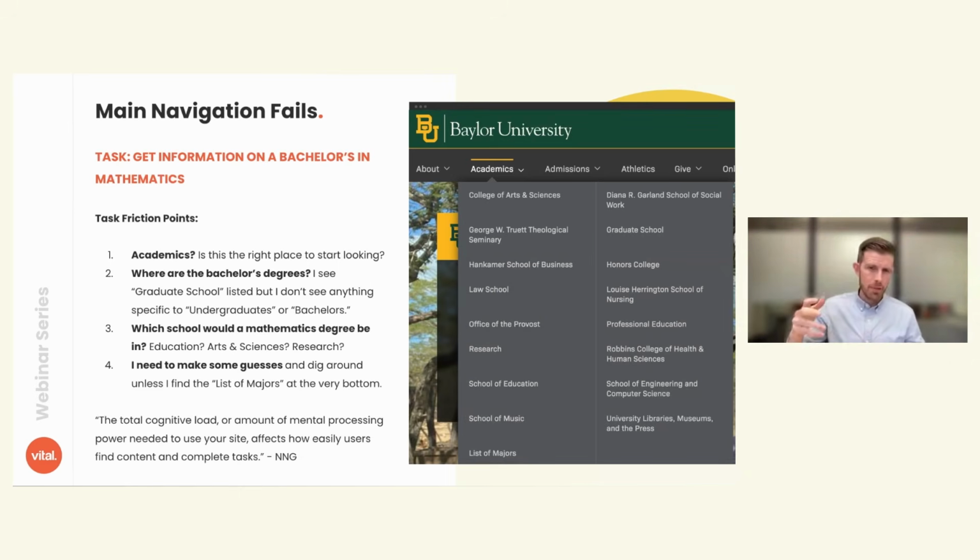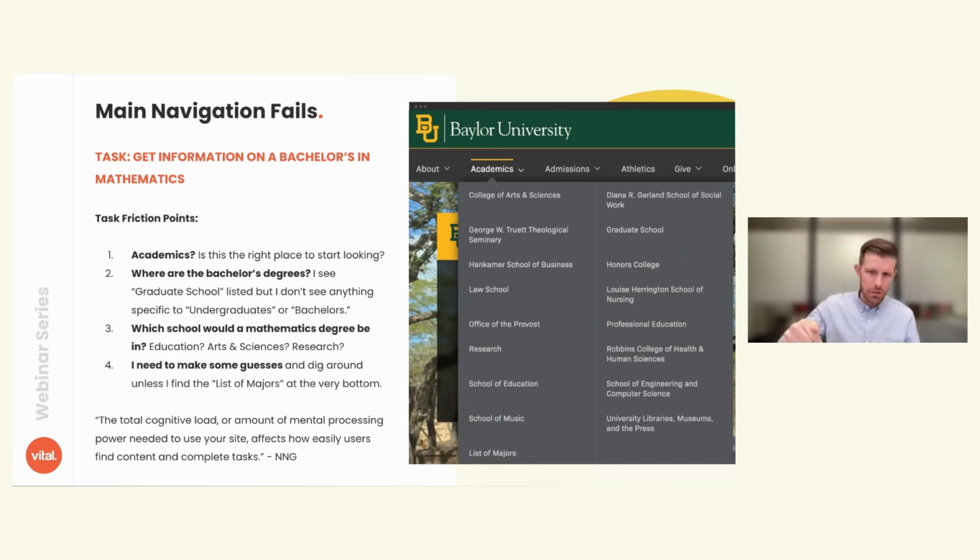All right, so I'm going to figure out which school it might be under. I see a lot of things. I see the honors college. I see professional education. I see research. Probably not any of those. Arts and sciences, most likely. Maybe education somehow. Depends. All right. I'm not really sure. Oh, okay. All the way at the bottom, there's a list of majors. Great. Okay. So maybe that's the place I need to go. And so that was a lot of cognitive load I just had to work through, right? Which of these do I think it would be in? I need to make some guesses. I got to dig around.